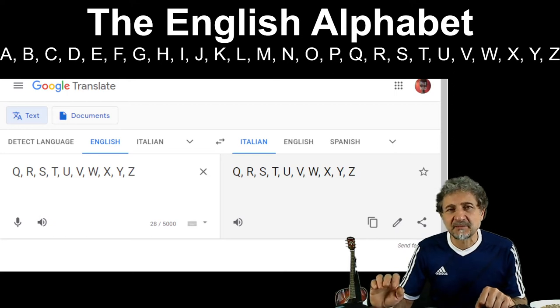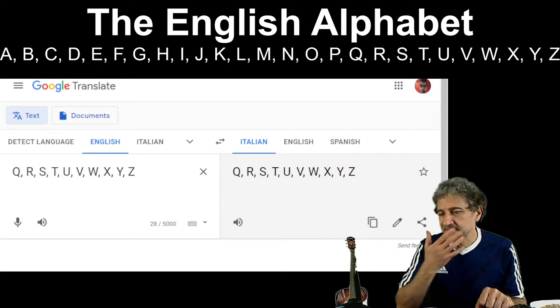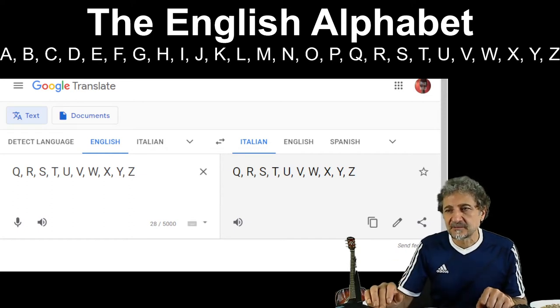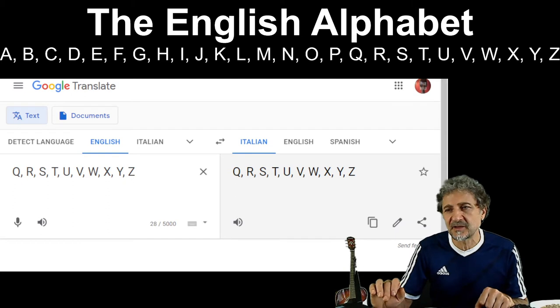Okay, let's do the last part of the English alphabet. I put the letters here. We do the repetition first, all the letters. I go first and then you do it with me.